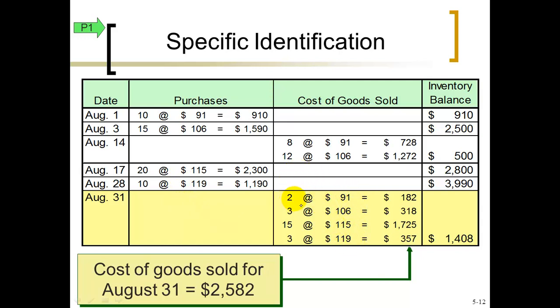So you can see we're using up the rest. This 2 plus this 8 at 91 is using up all of this. This 3 plus this 12 is using up all of this. 15 of this 20 is being used, so you have only 5 left. 3 of this 10 is being sold, so you have 7 left. So what's left over here in the inventory balance is going to be 5 at 115 and 7 times 119. If you add up those two, it should come out to this number. All the rest of the cost is now going to be deducted as cost of goods sold, this figure here, at least for this sale.